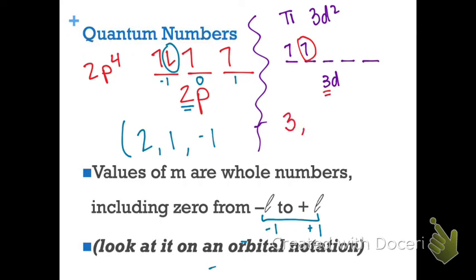Then what number does a d orbital get? 2. S, P, D, right? So it gets a 2. And then if I'm talking about what version of the d orbital it falls on, I start with 0, 1, 2, -1, -2. So the version of the orbital that it falls on would be -1. Do you see how that works?